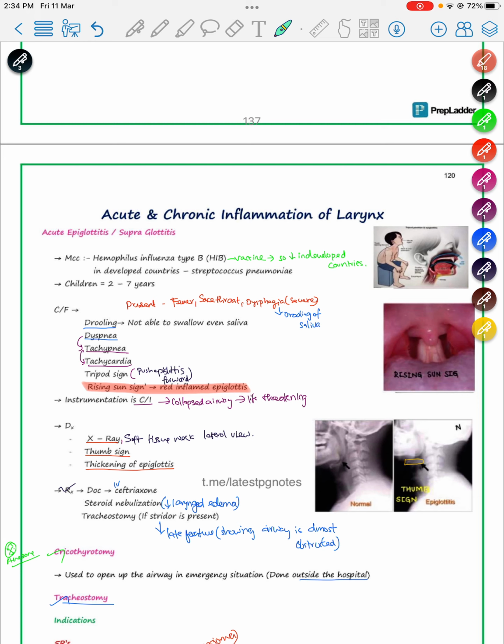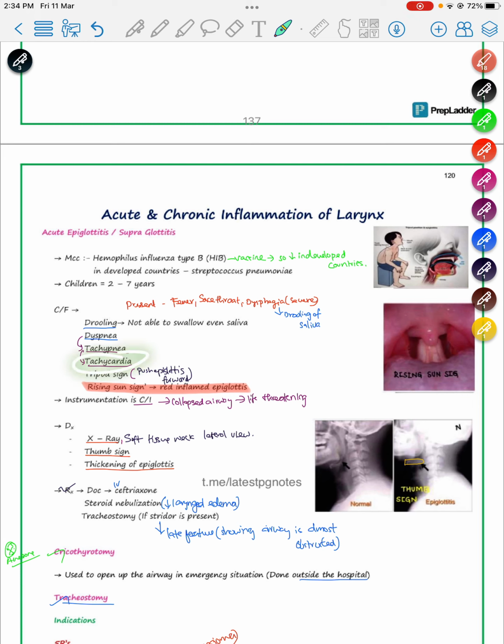How will the child present? The child will present with difficulty in breathing, dyspnea. Hoarseness of voice will not be there. Difficulty in breathing and difficulty in swallowing will be there. These are the two prominent signs. Due to the dyspnea, the child will have tachypnea, the child will breathe faster.